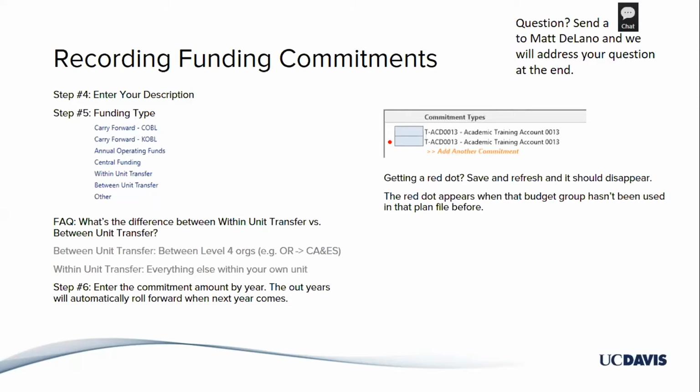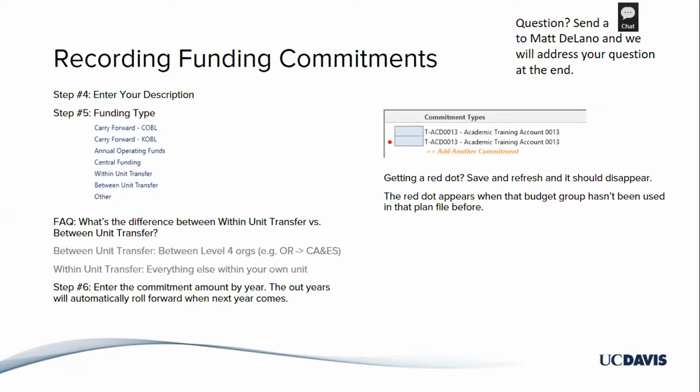And then the last step would be to enter the commitment amount for the year. And there are out years in the commitment screen, so you can automatically roll forward the numbers when next year comes. You don't have to necessarily redo all of the commitments each year for just that one year.